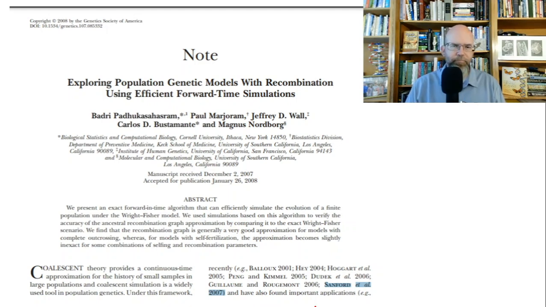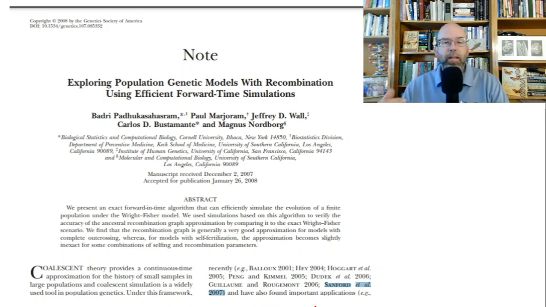Here's one of them. All right, a couple of them are Russian journals in Russian language, so I didn't dig into those. But I did look at a couple. Here's one of them. All right, multiple authors. This is published in 2008. So this is right after Mendel's accountant came out, but I guess long enough after that they knew about Mendel's accountant. Exploring population genetic models with recombination using efficient forward time simulations. Well, that's what Mendel's accountant claims to do. It uses efficient forward time simulations, and they're exploring population genetic models.